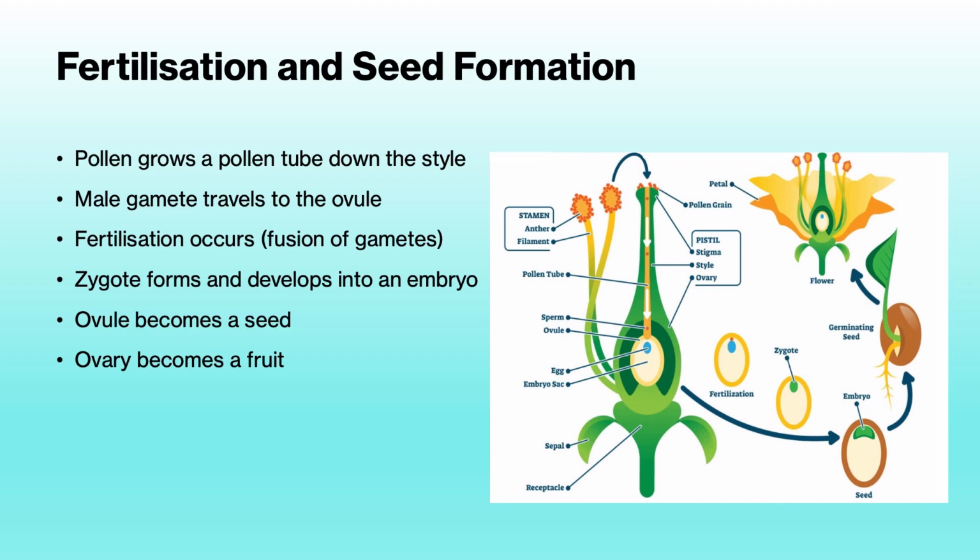After fertilization, the zygote develops into an embryo. The ovule becomes a seed, and the ovary becomes a fruit. The seed contains a food store to help the embryo grow.